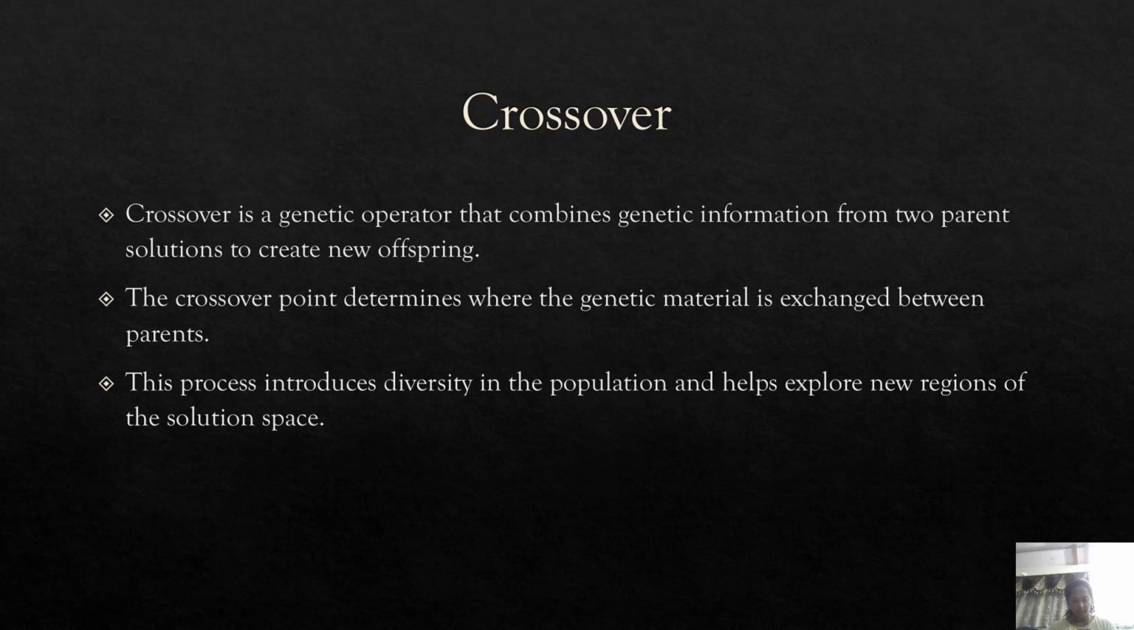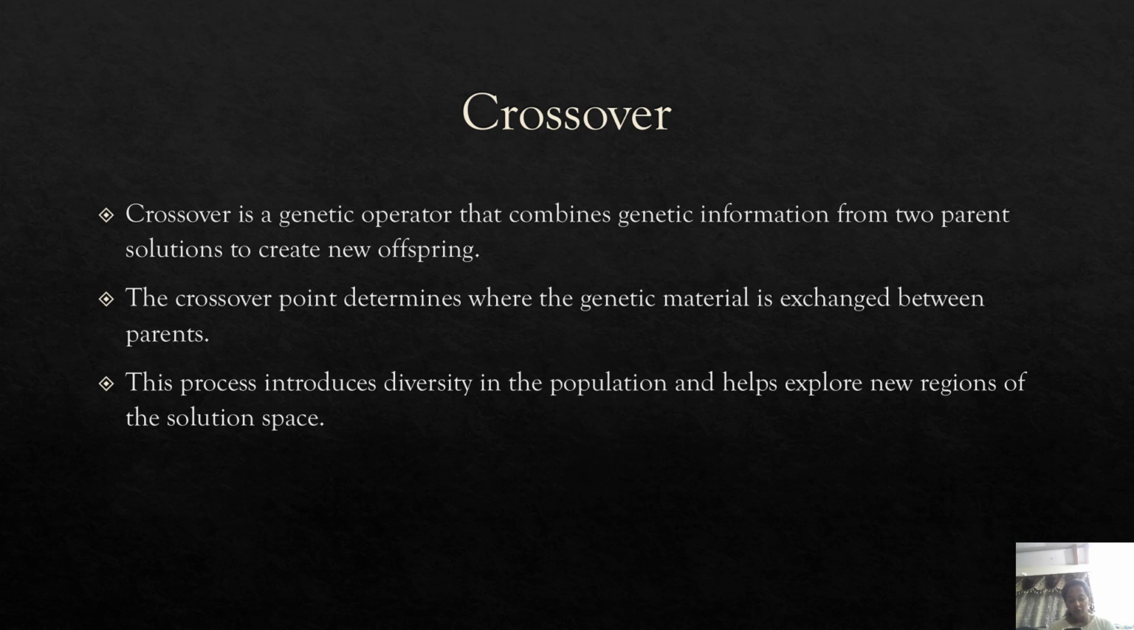Crossover. Crossover is also known as recombination in genetic algorithms, where pairs are selected and genetic information is exchanged to create offspring. Crossover mimics the process of genetic recombination in biological evolution and facilitates the exploration of the solution space.